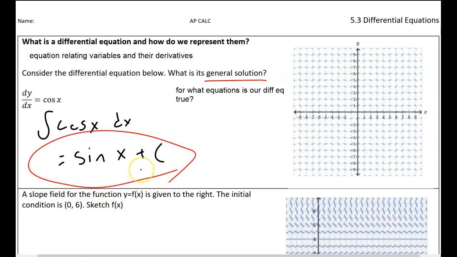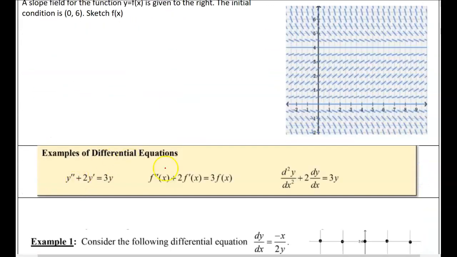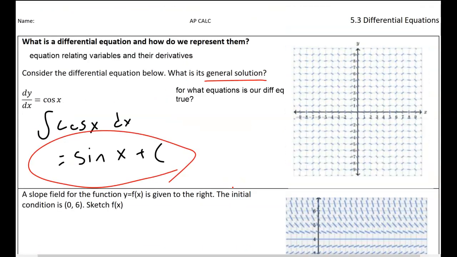Now, sometimes these can be harder or even impossible to solve. Here are some examples of harder differential equations down here. Notice all of these have second derivatives in them, and we couldn't necessarily just integrate to solve these. One way we tackle these is by what's called a slope field, which is essentially a graph of all of our solutions.